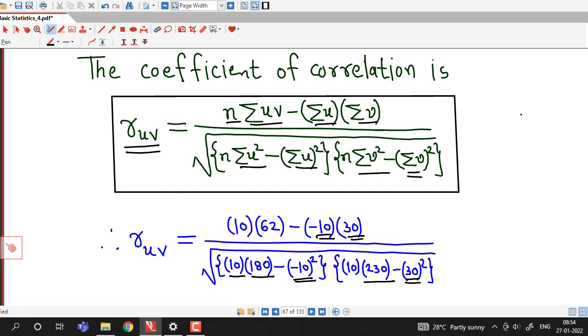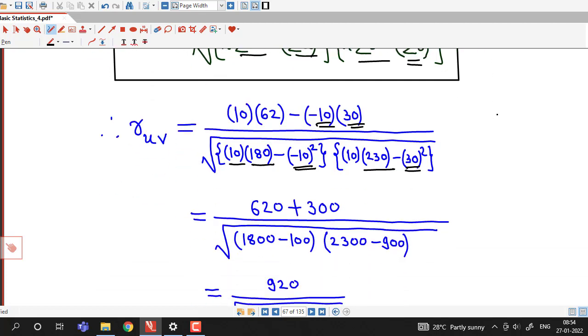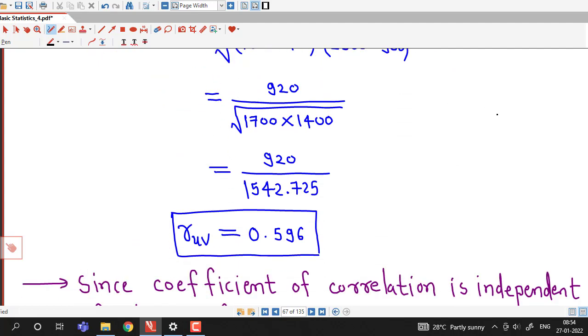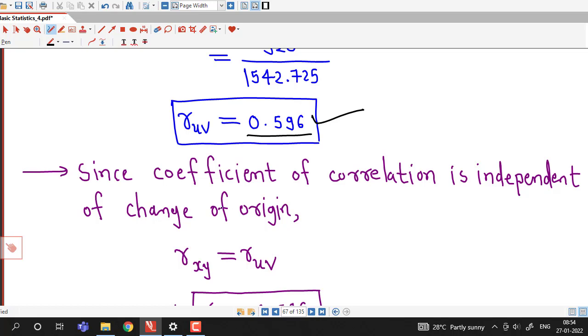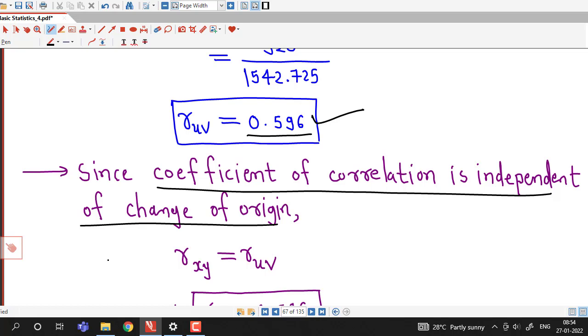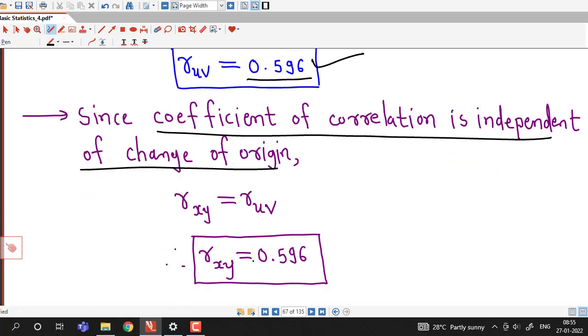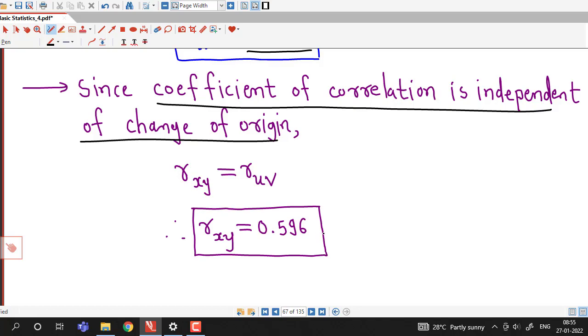So this is easy, you just have to prepare the table, find out all these summations, substitute in this ready-made formula, and after using a scientific calculator I obtain this same value, 0.596. Coefficient of correlation between u and v is 0.596, and we know that coefficient of correlation is independent of change of origin and scale also. Here we have used only change of origin. So Rxy must be equal to Ruv, and Ruv is 0.596.